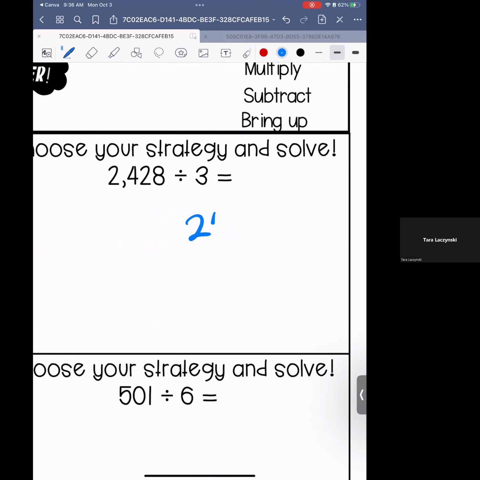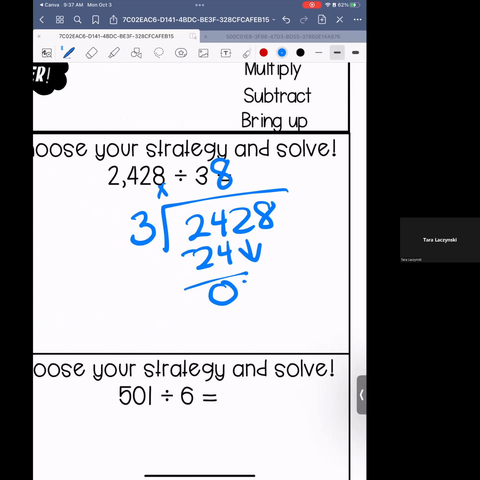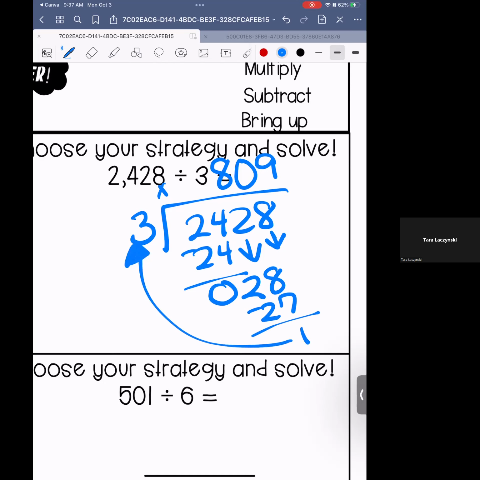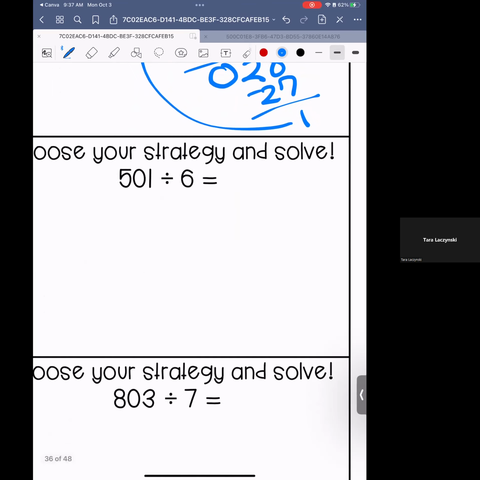Question number 2, 2,428 divided by 3. 3 does not divide into 2, but it divides into 24 8 times. 8 times 3 is 24. Subtract for 0. Bring down our 2. 3 does not go into 2. It's in the middle of our problem. We show that we tried with our 0. We bring down our 8. 3 goes into 28 9 times. 9 times 3 is 27. Subtract for 1. It's smaller than our divisor, which makes it a remainder. Final answer is 809, remainder of 1.